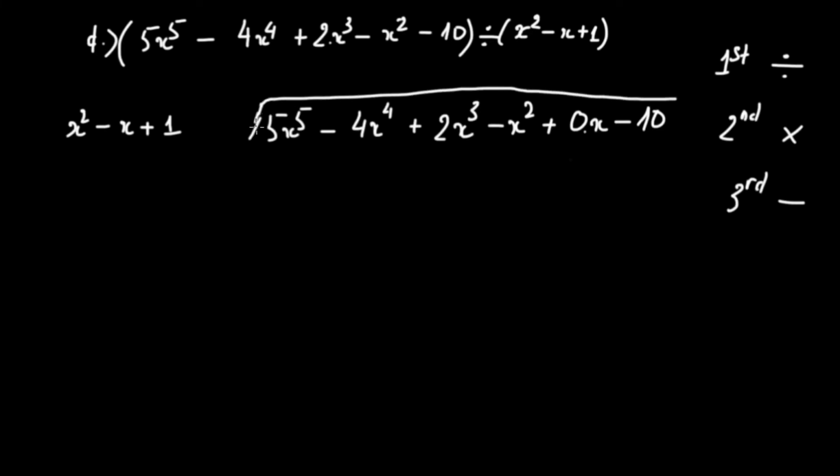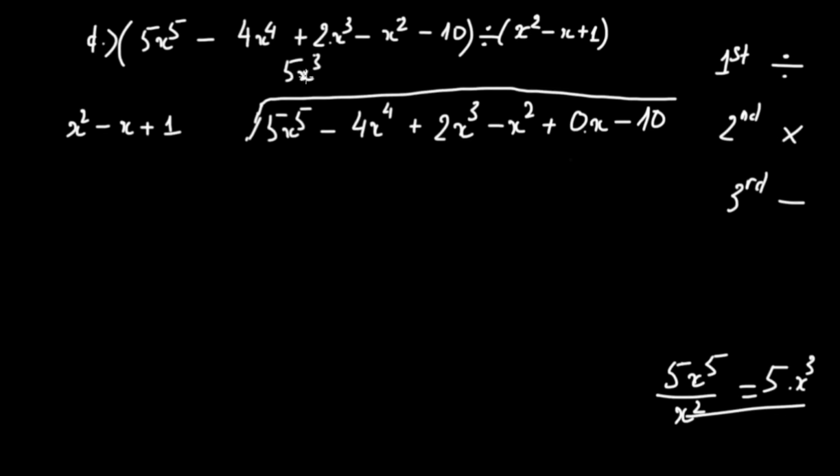After you set up the problem, you need to follow these three steps. The first step is division. We take 5x to the 5th divided by x squared. You can write down right here. 5x to the 5th divided by x squared, you see it equal to 5 times x to the third. And 5x to the third right here, you put it here. 5x to the third. Then you follow the second step, multiplication.